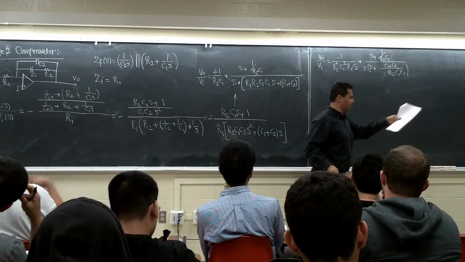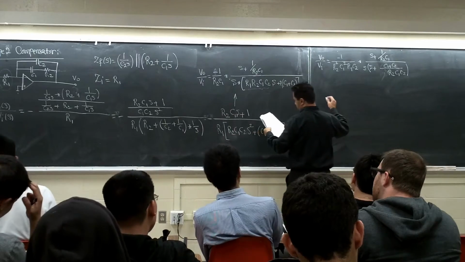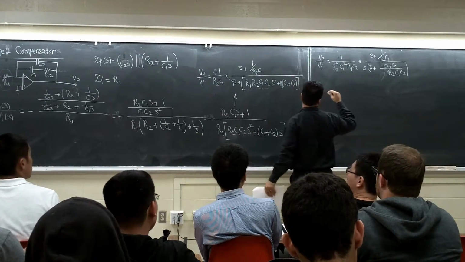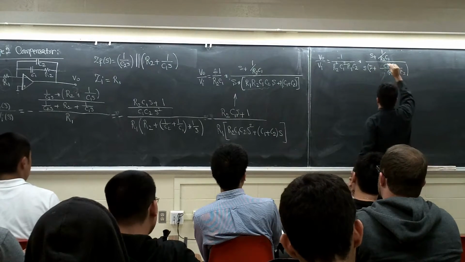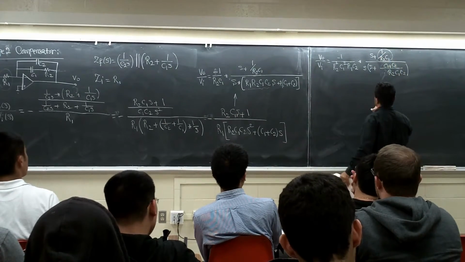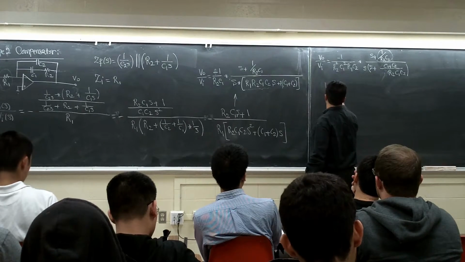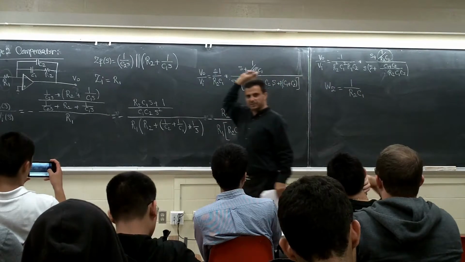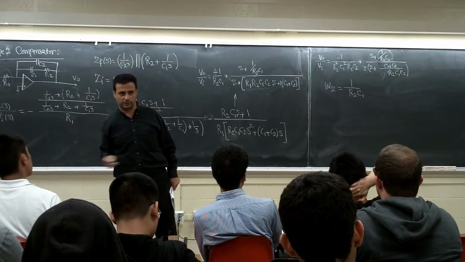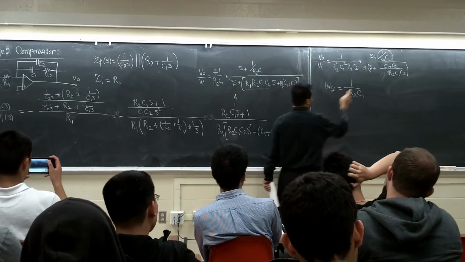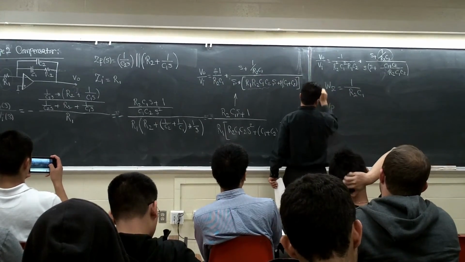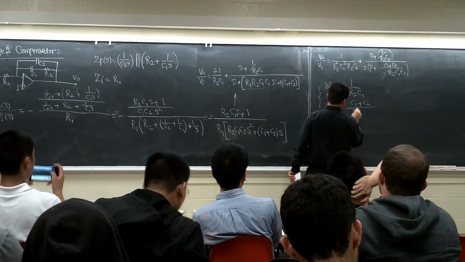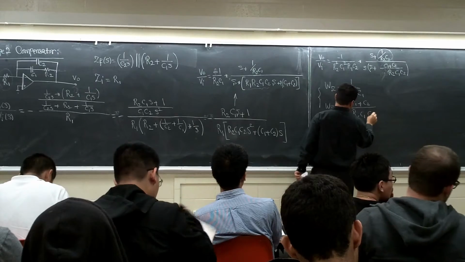Now, let's compare this one. Keep this one in mind. I'm going to put another transfer function here. Look at this one. Let's call this one omega z, because that z is a zero. I will put z for zero in the numerator. And this one we call omega p.